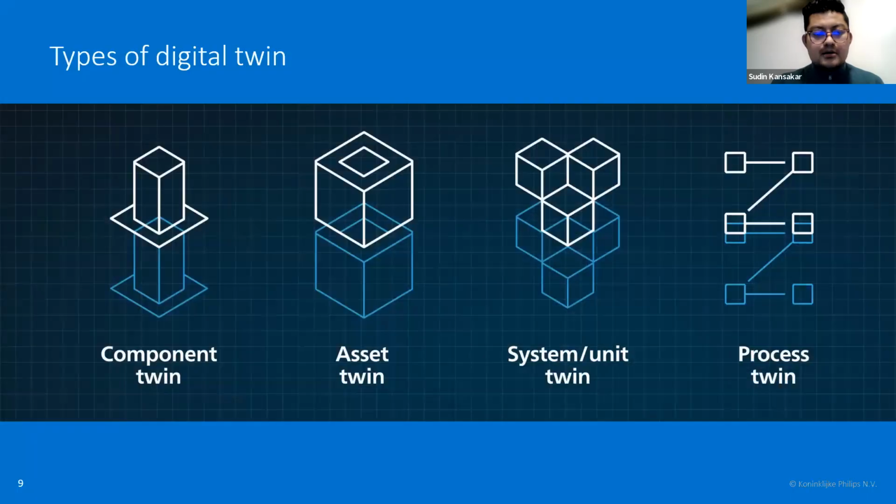There are various types of digital twin. You can build a digital twin of components, assets, systems, or processes. In healthcare, usually when we talk about digital twin, we're talking about a digital twin of processes or systems. So this is where we're going to focus. We're not going to talk about digital twins of components like MRIs or CTs, but digital twins of healthcare departments, hospitals, or hospital networks.